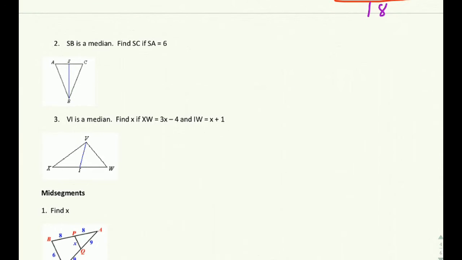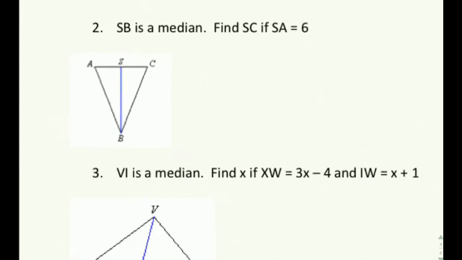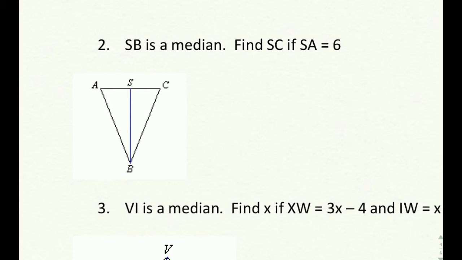Scroll on to the second one. It says SB is a median. Find SC if SA is 6. Well, if SA is 6, and if SB is a median, then we know that SB is going to cut this into two equal pieces, making this also 6. So SC, the piece over here, is going to be 6.